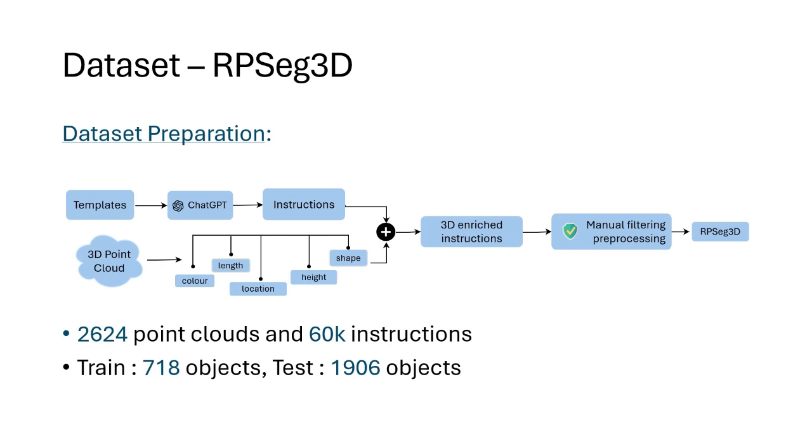Simple templates are provided to GPT 3.5, which populates them with part information-related segmentation instructions. In parallel, color, shape, location, and dimension-related data are extracted from 3D point clouds. Enriching the instructions with this information and manually checking them for inaccuracies, we obtain the RPSeg3D dataset for part segmentation.